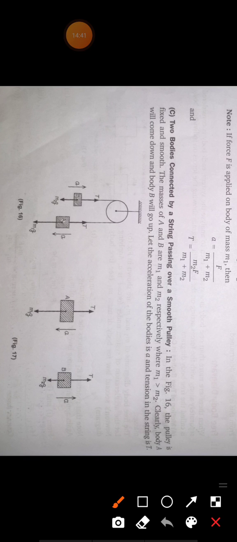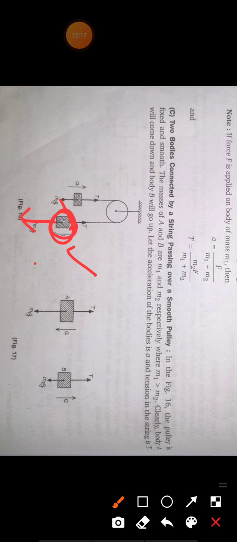So the third case is the pulley system. Here there are two bodies, body A and body B. The mass of body 1 is M1 and the mass of body 2 is M2, and it is given that M1 is greater than M2. They are connected by a thread or a string. So if body A has the greater mass, M1 greater than M2, then what will happen? Obviously M1 will go in the downward direction, because it has greater mass.